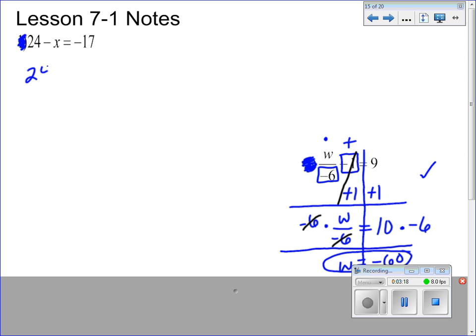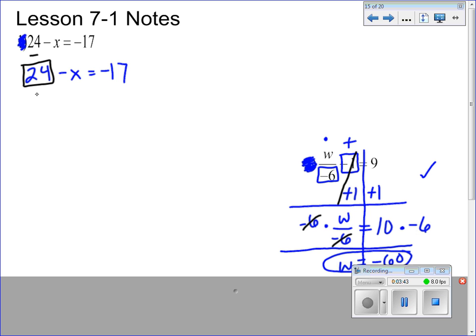We have 24 minus x equals negative 17. Well, it seems like at first glance the only thing we need to get rid of is this 24, and since it's a positive 24, we're going to have to subtract it. To get rid of those positive 24s, we've got to take those away. So why would this be considered a two-step equation?